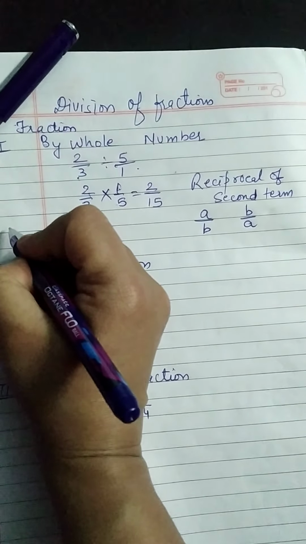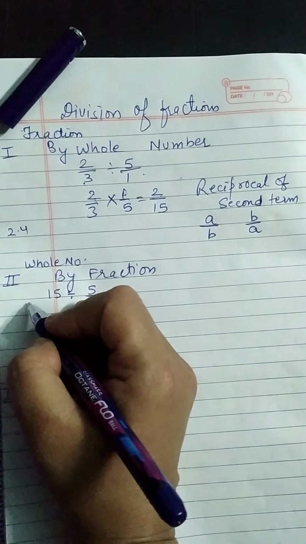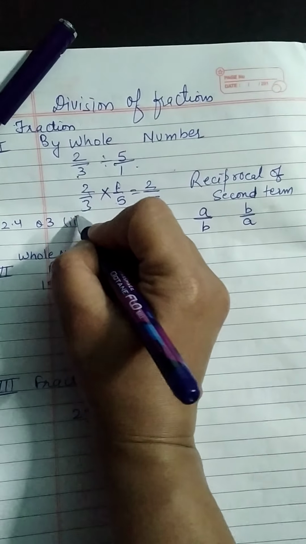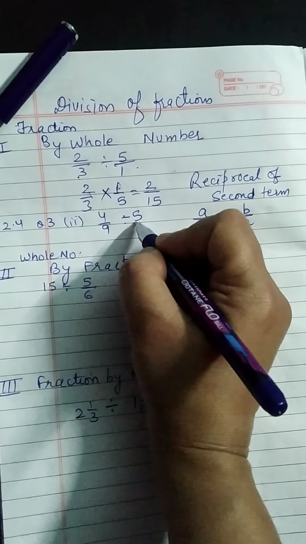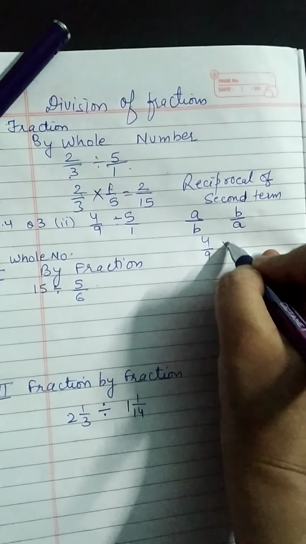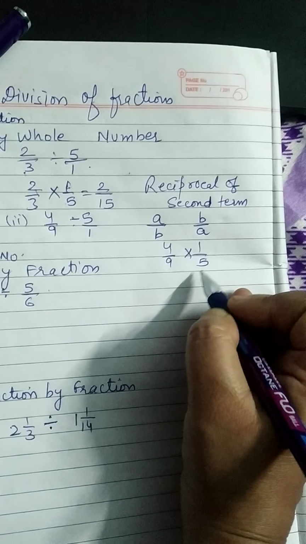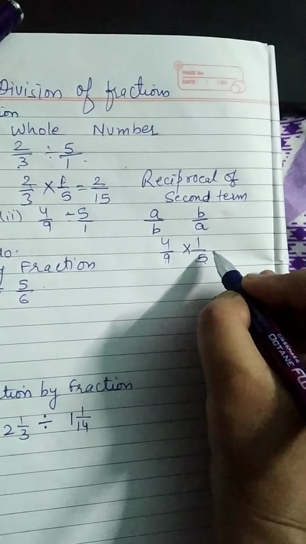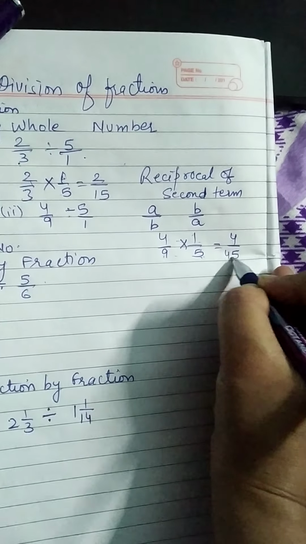I'll take a question from your book NCERT exercise 2.4. Question number 3. I am taking second part. 4 by 9 divided by 5. Again 5 is not having any denominator, so it will be 1. So 4 by 9 divide will be changed into multiply and 5 by 1 will be written as 1 by 5. Now we cannot cut anything. 4 and 5 nothing common, 1 and 9 nothing common. We will multiply 4 and 1, we will multiply 9 and 5, it will give you 4 by 45, that is your answer.